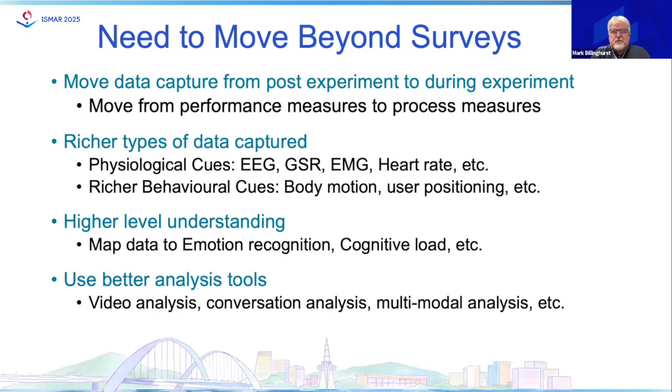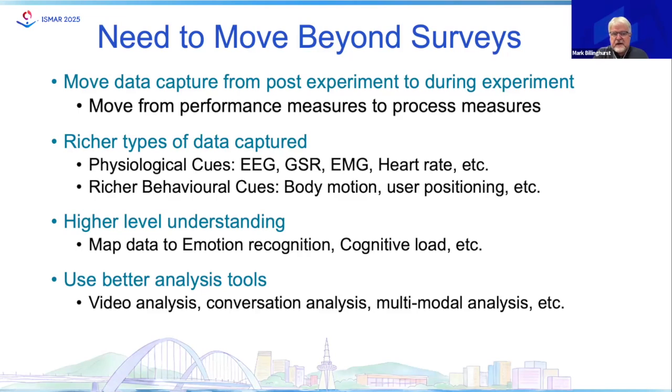But there's also an opportunity to move beyond surveys, and there's now a number of devices that have richer sensors in them. We'll talk about that in a minute. You can now buy VR headsets that have EEG sensors built in to measure brain activity, or heart rate sensors. That means you can measure all these physiological cues, and gather a wide range of richer data than just using performance time. This allows you to move data capture from after the experiment, so doing surveys, to during the experiment and measure process measures. So that's very, very important.